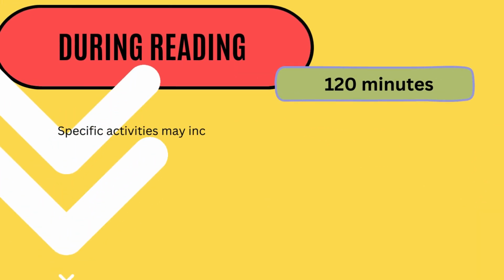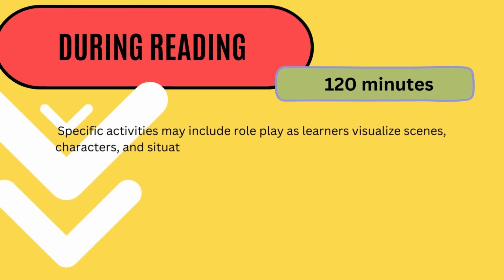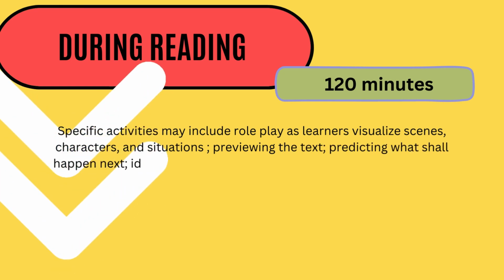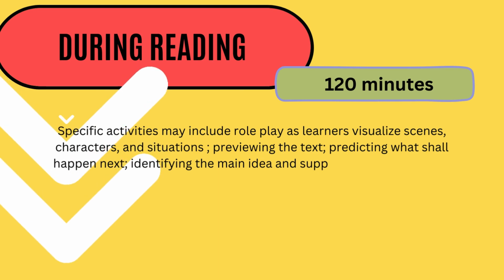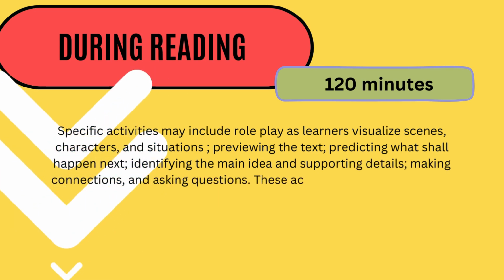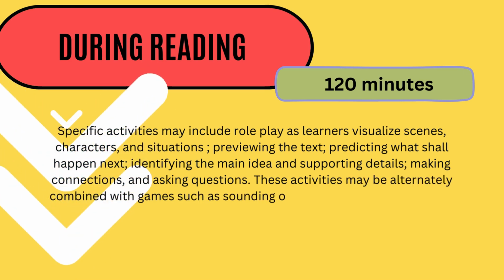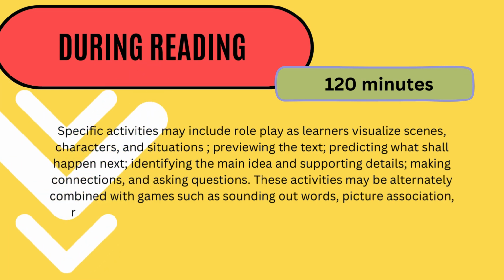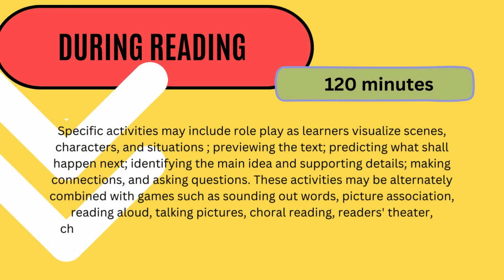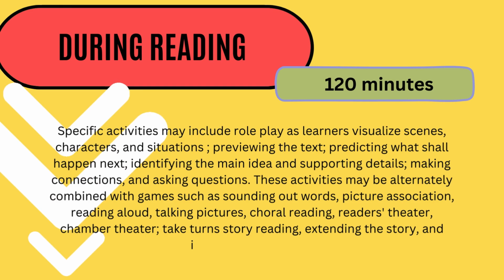Specific activities may include role play as learners visualize scenes, characters, and situations, previewing the text, predicting what shall happen next, identifying the main idea and supporting details, making connections, and asking questions. These activities may be alternately combined with games such as sounding out words, picture association, reading aloud, talking pictures, choral reading, readers' theater, chamber theater, take-turn story reading, extending the story, and independent reading.